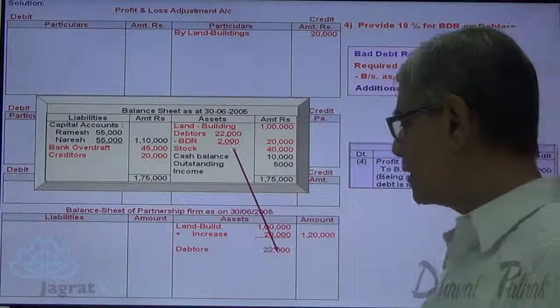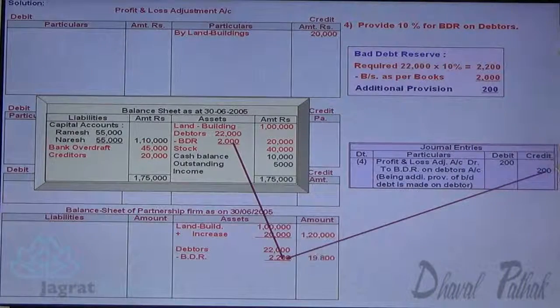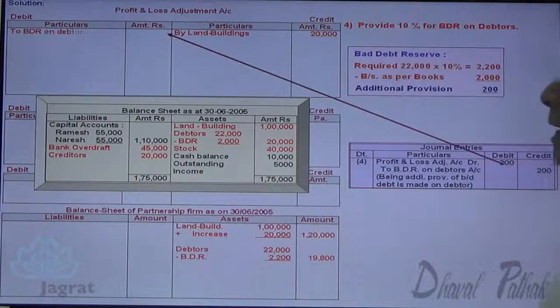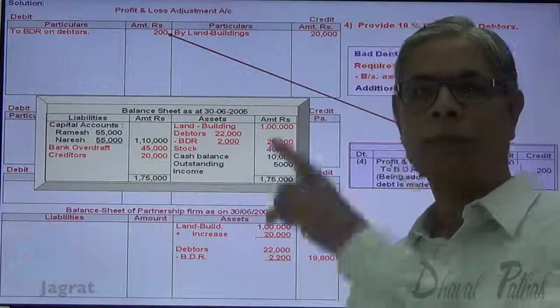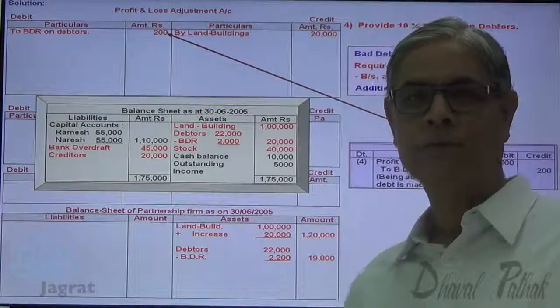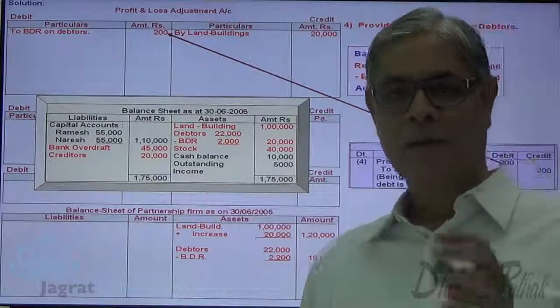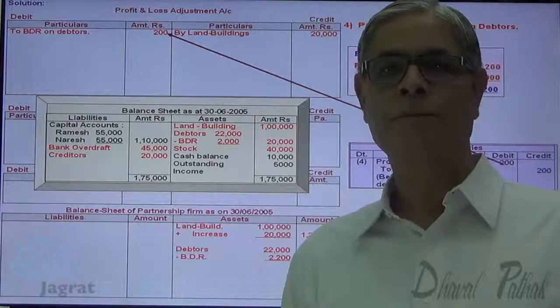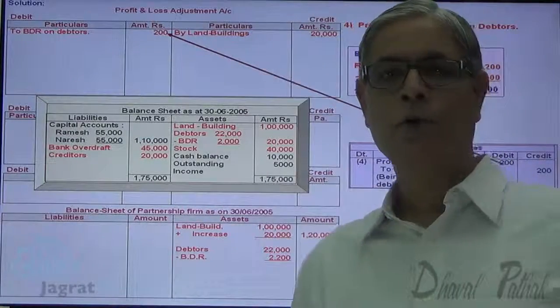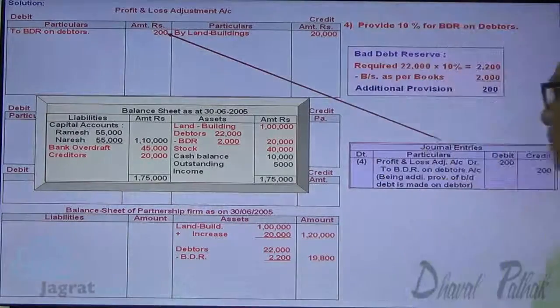Here 22,000 minus 2,200, and 200 additional provision required is debited to profit and loss adjustment account. Additional provision decreases the value of asset, and it has been debited to profit and loss adjustment account.